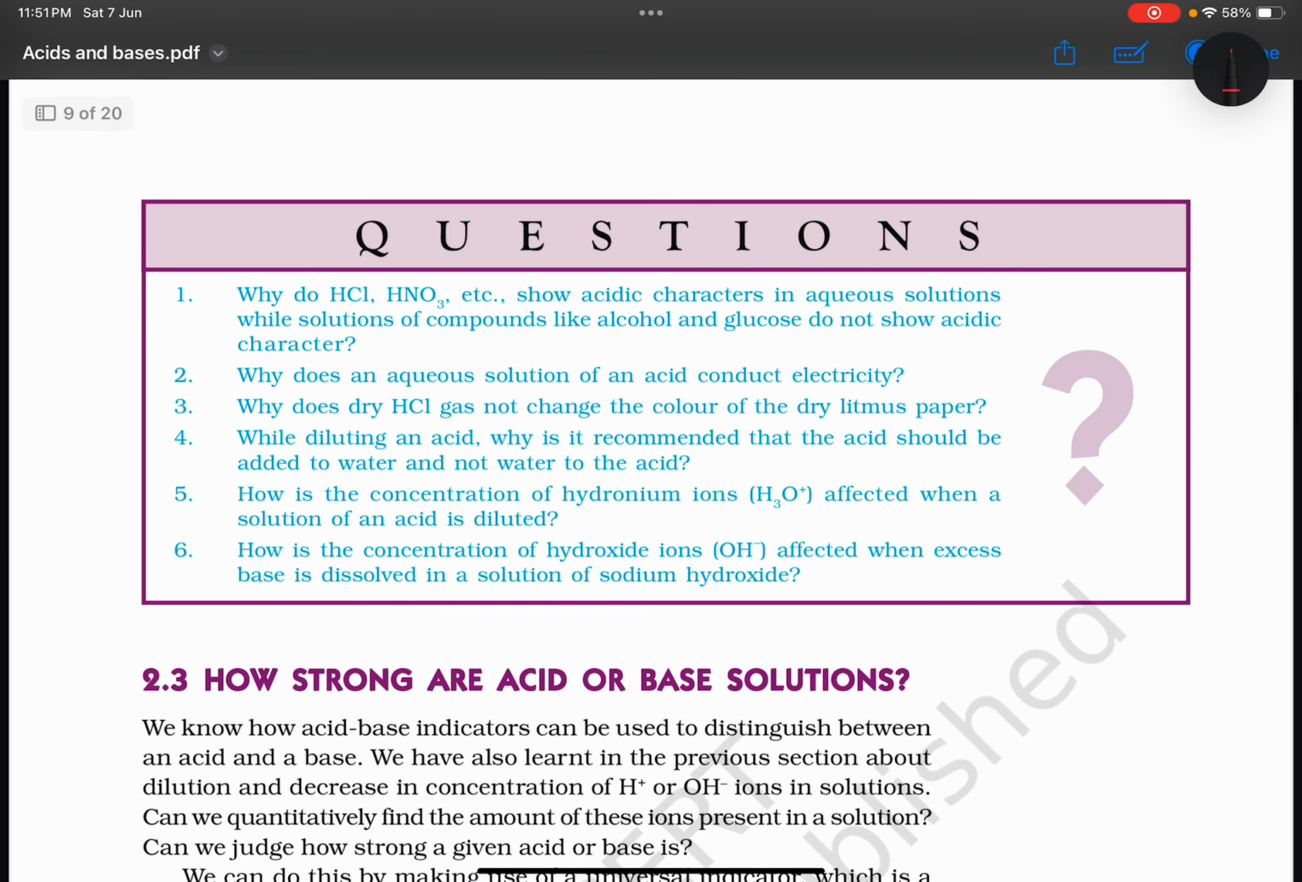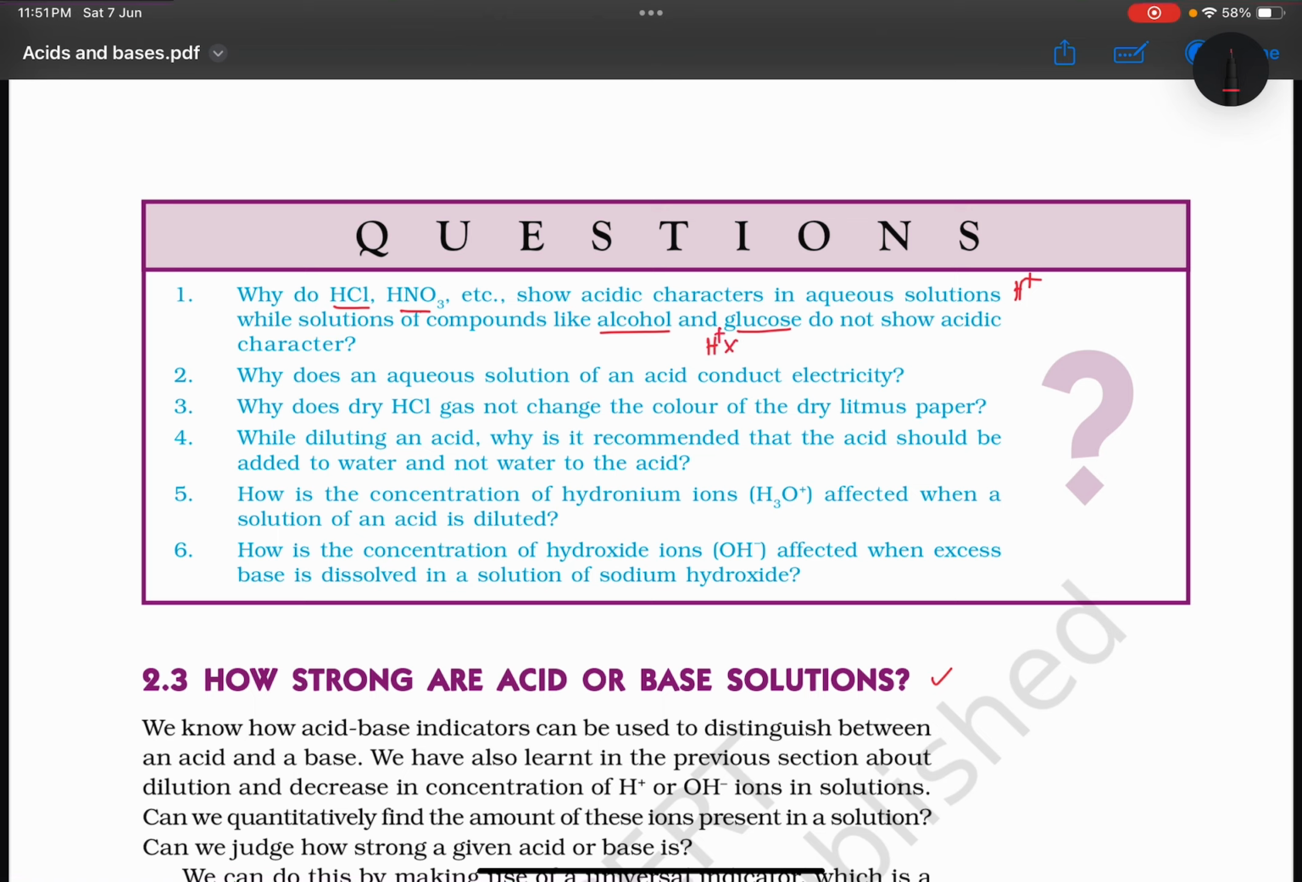Questions? We'll go to 2.3 in another video. This part we'll see now. Why do HCl, HNO3, etc. show acidic characters in aqueous solutions? Because they release H plus ions. While solutions of compounds like alcohol and glucose do not show acidic character because they cannot release H plus ions.